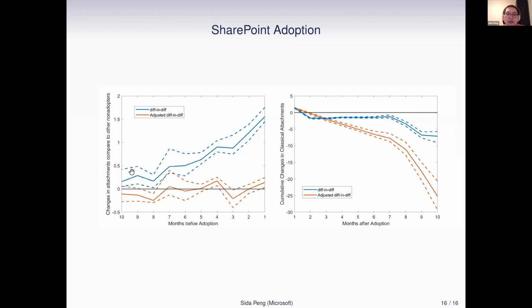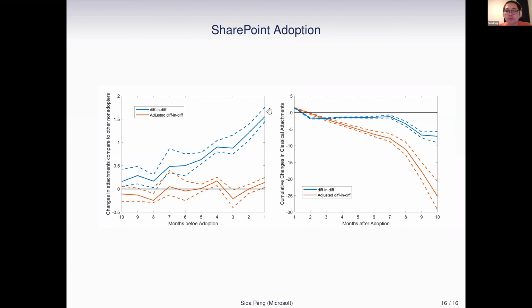I should also mention the way we build confidence intervals is through parametric bootstrap, because given the simulated method at the moment, there's really no way for us to do any non-parametric bootstrap in this case. So what we can see here is basically the standard Diff-in-Diff estimates.